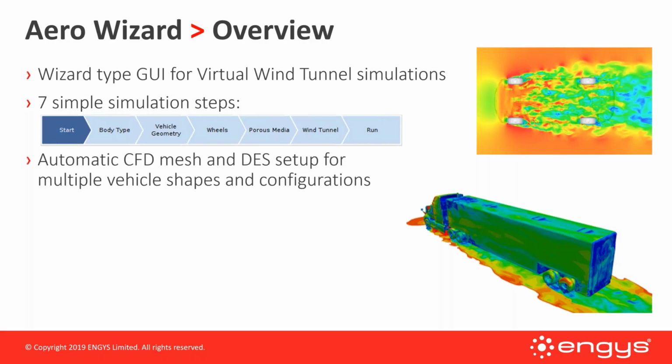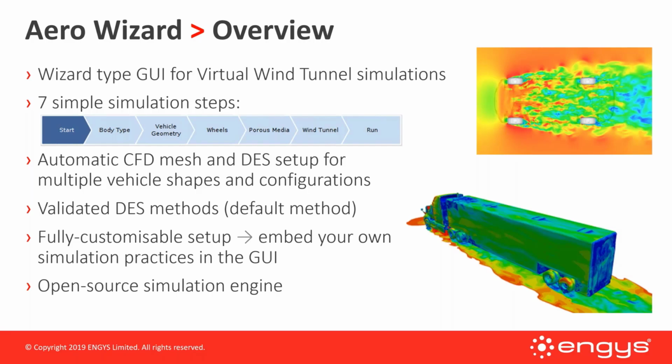The whole process is an automatic CFD mesh and DES setup for different vehicle shapes and configurations, and you'll see exactly what I'm talking about here in a moment. This uses a validated DES method as the default method. Sure, you can change your turbulence model if you like. If you'd like to use RANS, you can definitely do something like that. Or if you want to try a different DES model or DDES model, you can definitely do that as well.